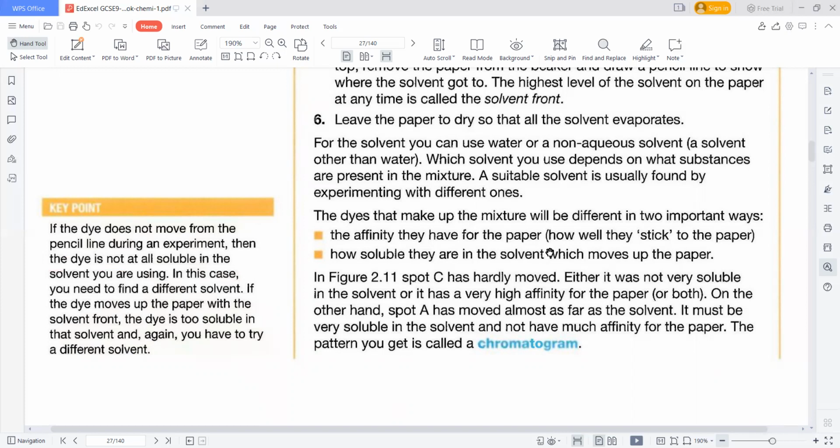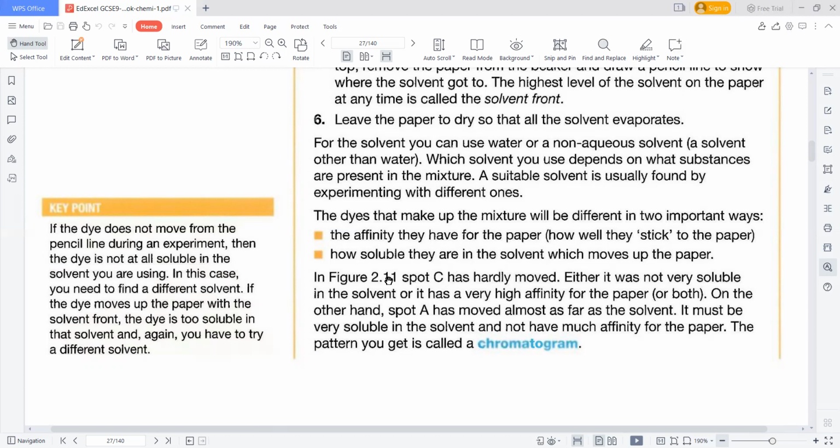Next thing is how soluble they are in the solvent, which moves up the paper. Obviously, when the solubility is more than the required level, this is not going to work because this will become a hurdle to make this travel possible.